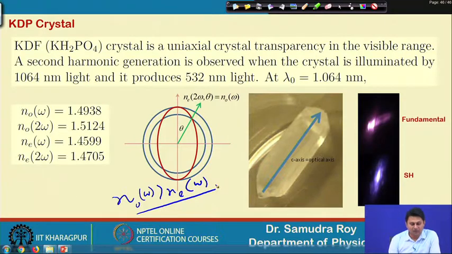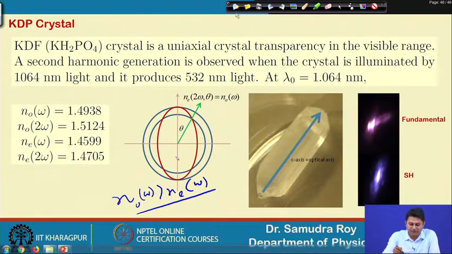So, the velocity of the extraordinary ray is faster than the velocity of the ordinary ray. That is why it is a negative crystal. So, we know that in a negative crystal n_e is less than n_o, except in this particular direction, which is the optics axis, where both values are the same.